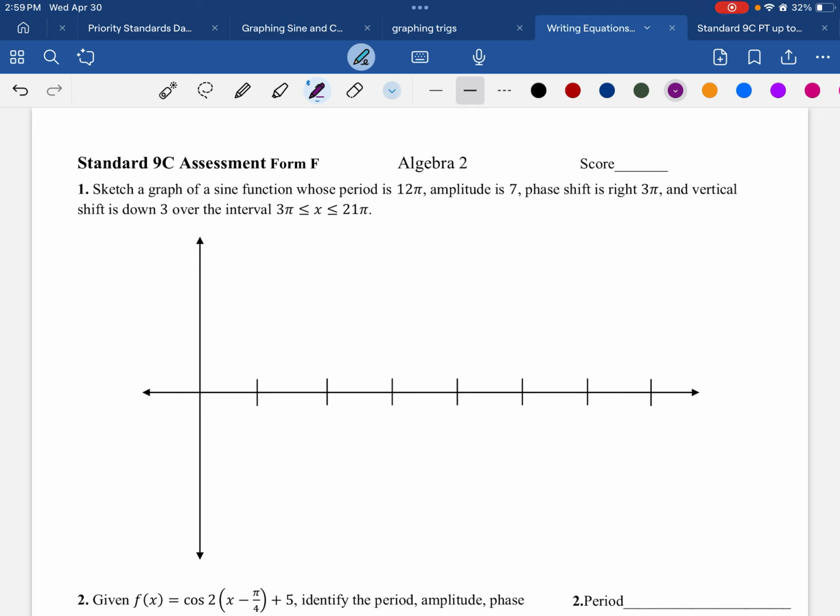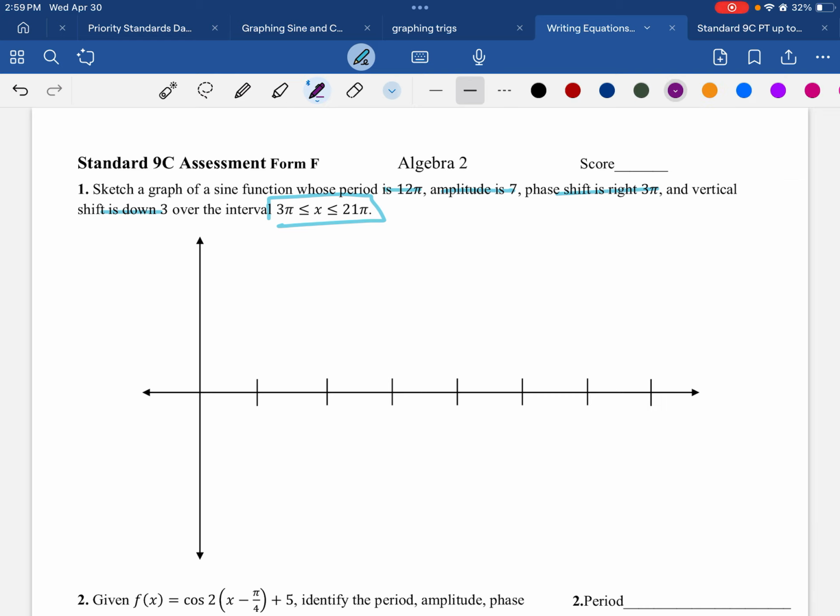For this equation, we are going to graph a sine function with a period of 12 pi. Amplitude is 7. Phase shift is right 3 pi. Vertical shift is down 3. And we are over the interval of 3 pi to 21 pi.